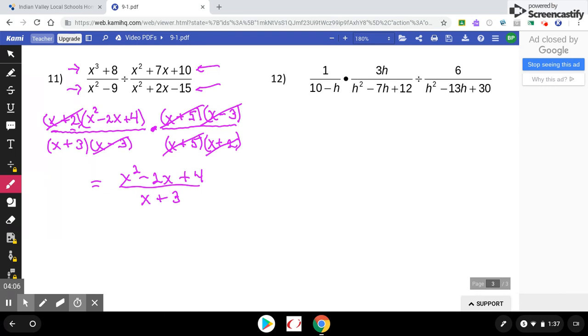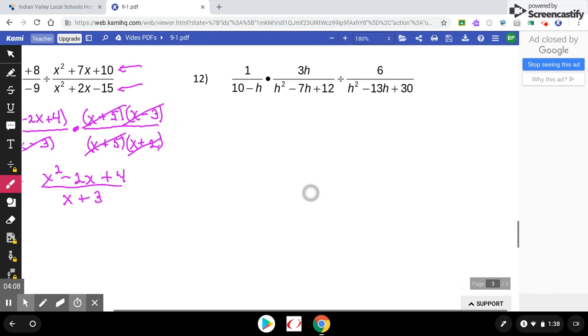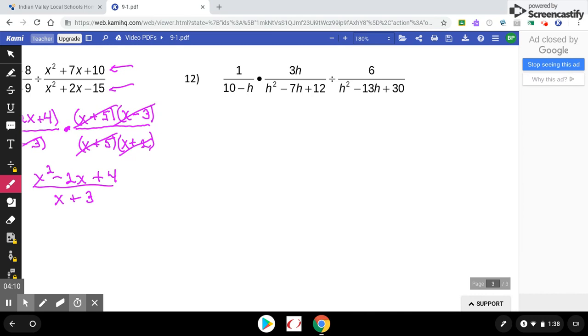All right, last problem, number 12. Let me scooch this over, give myself lots of room. I'm going to try something right now that may pay off later and it may not. Do we typically see a problem written as 10 minus h or h minus 10? It's usually flipped the other way around. So I'm going to go ahead and do this. I'm going to multiply the top and bottom by negative 1.